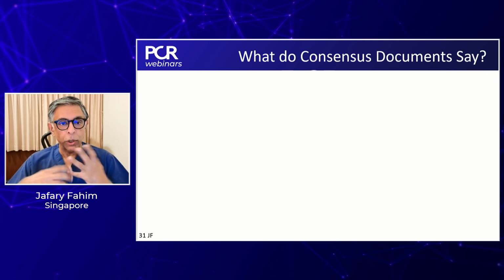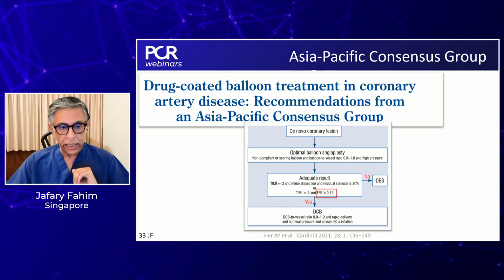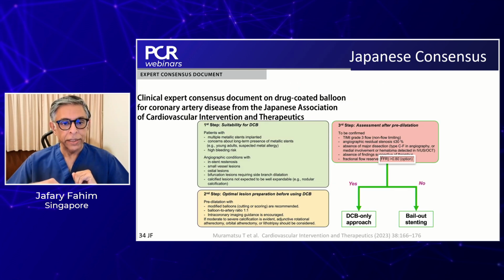Now, with that in mind, what do the consensus documents say? Well, here's the European consensus document, which suggests using a cut point of 0.8 post-DCB as a cut point for good flow, and you can leave things. The Asia-Pacific guidelines consensus group used a cut point of 0.75, so a slightly lower cut point, with the understanding that conceptually you could leave things even if you got a less than perfect FFR, because the vessel is likely to remodel positively and favorably in the future. And the Japanese consensus group also recommended 0.8.